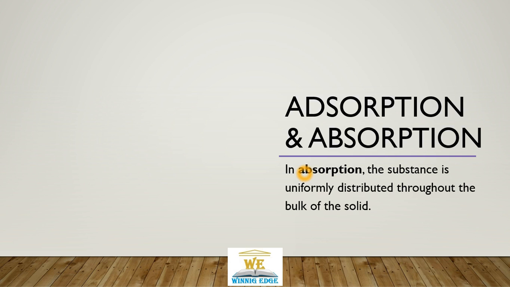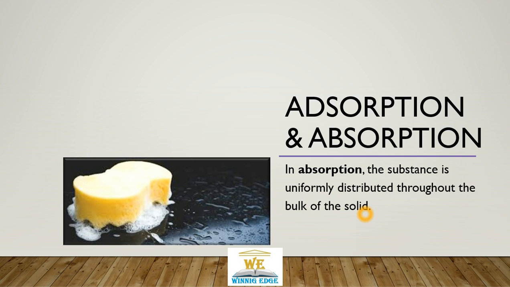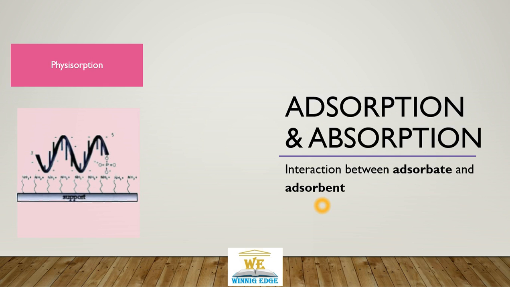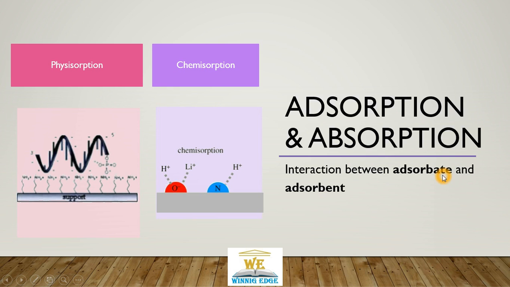Absorption is the second definition, which means a substance is uniformly distributed throughout the bulk of a solid or liquid. For example, a sponge, if you put it in water, is completely soaked, which means water gets absorbed into the sponge. For understanding adsorption, we have to understand the interaction between adsorbate and adsorbent. These interactions can be of two types: physisorption, which means adsorption having only physical interactions, and chemisorption, which means adsorbent and adsorbate having chemical interactions.